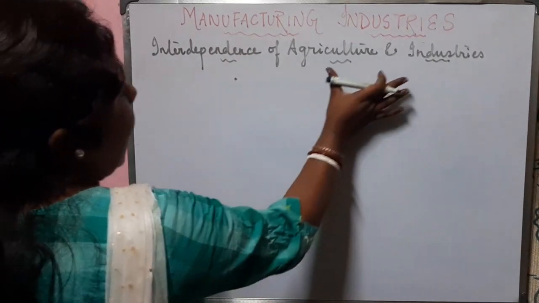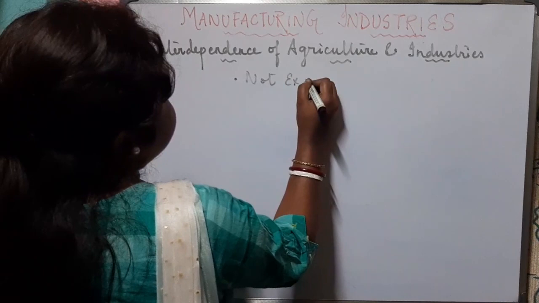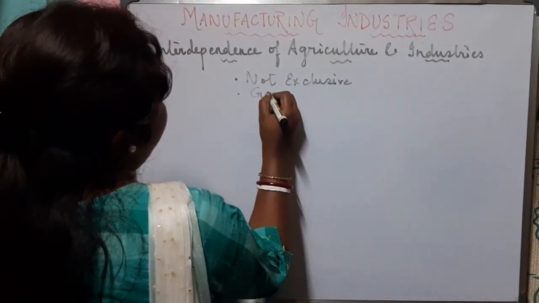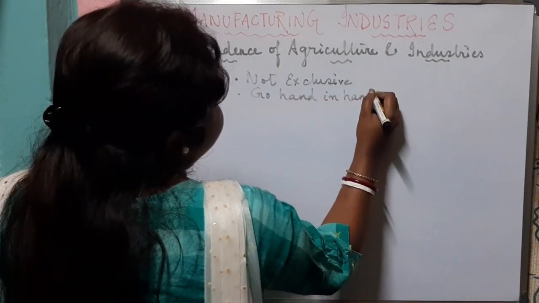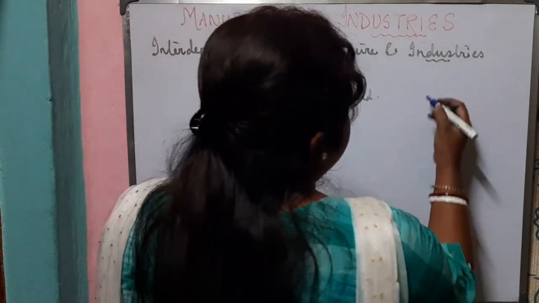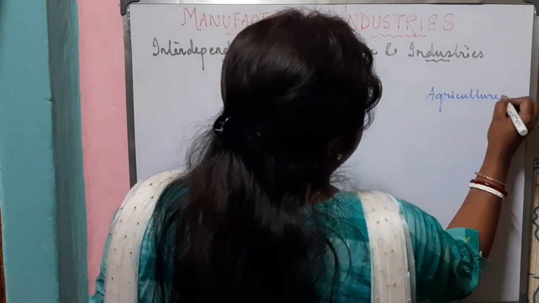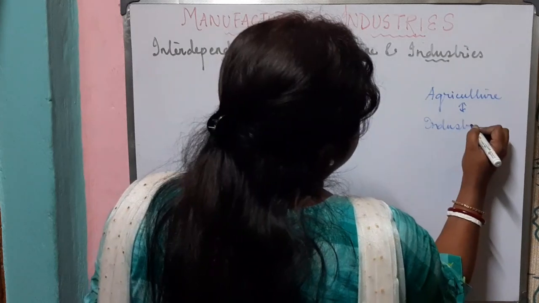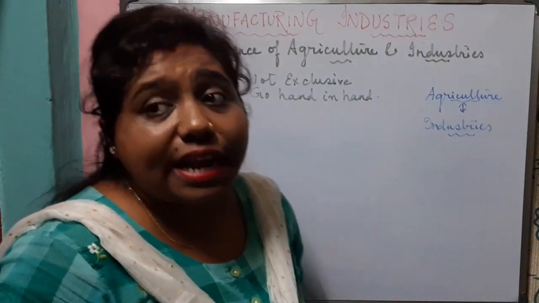Now we will see that agriculture and industries are not exclusive of each other. Rather, they go hand in hand. Now we can say that agriculture is related to industries. So agriculture and industries are related with each other.